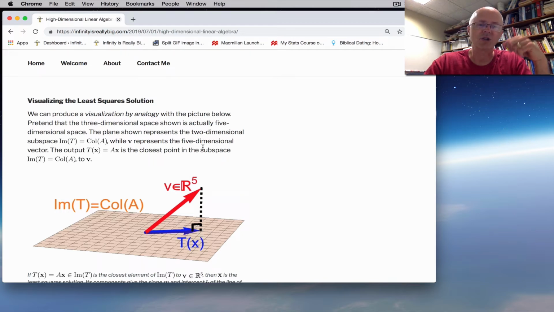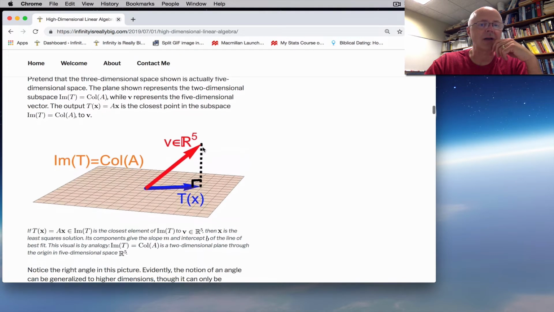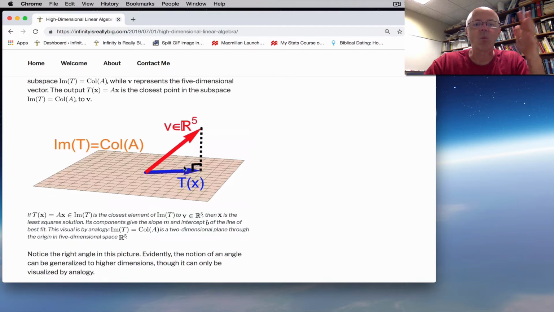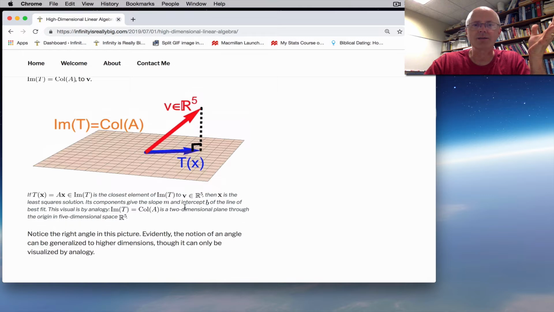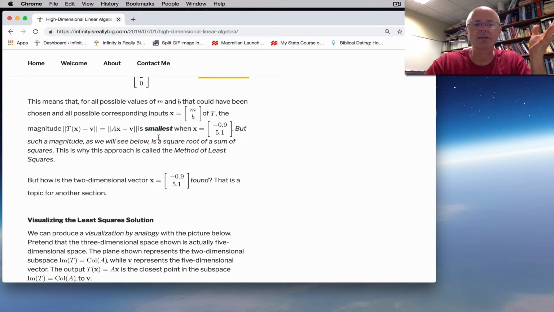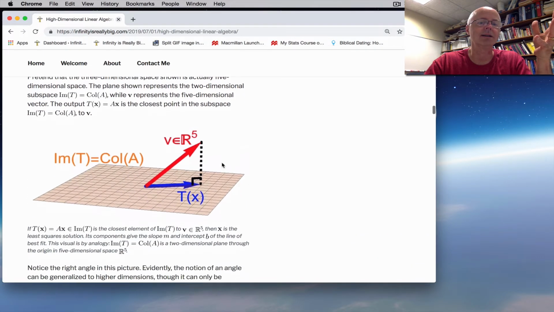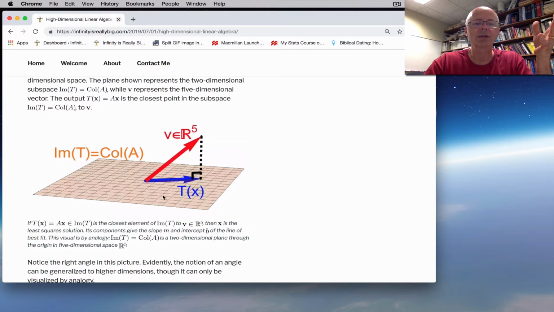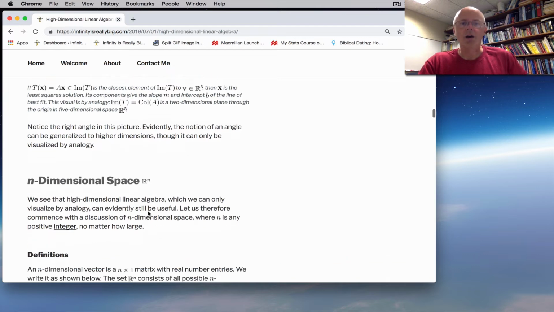Okay? We're kind of projecting v down onto the plane, and in fact, that is the official language for the relationship between v and T of x. And again, I'm not telling you how to find x, okay? Don't think that I'm trying to tell you how to find x yet here. That's a subject for a later section. I'm just trying to get across the idea that of all the vectors in this plane, this particular one, this blue one, is as close as possible to the red one in terms of the points at their tips. This is the origin here, by the way. All right, take a breath.